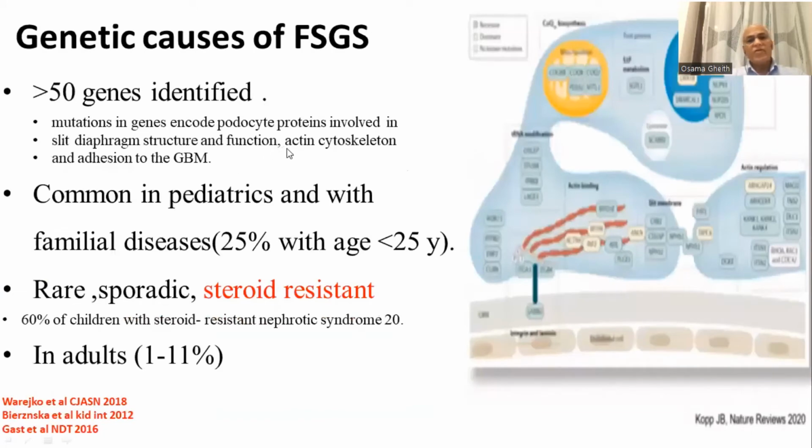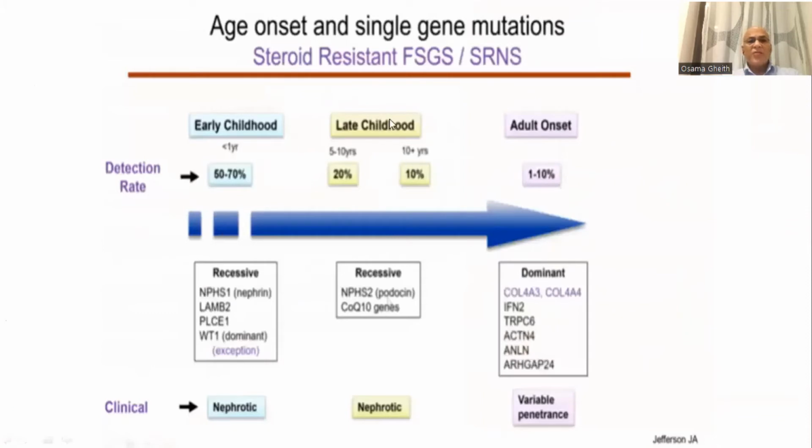Genetic cause of FSGS, as we said, there are more than 50 genes identified with some mutations, and this genetic form is common in pediatrics with familial disease, and usually it is sporadic and steroid-resistant, and usually diagnosed before the age of 10 years. Usually it presents with nephrotic syndrome in pediatrics, but in adults, it has a variable presentation.